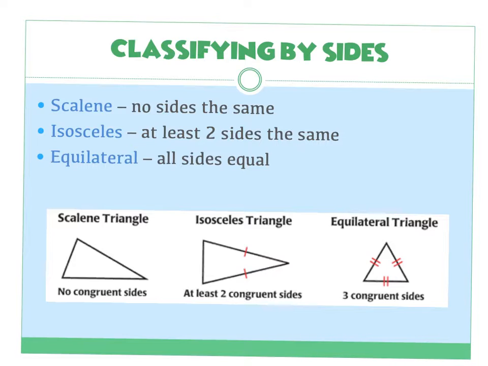Okay, true or false? All isosceles triangles are equilateral. False. True or false? All equilateral triangles are isosceles. True. Why? At least. So the words at least mean 2 or 3.